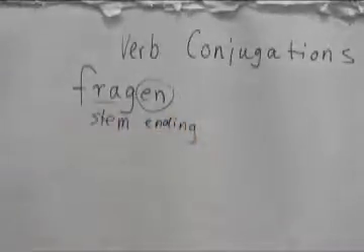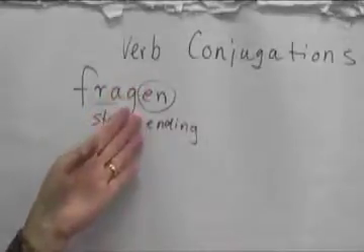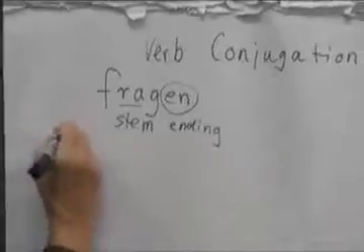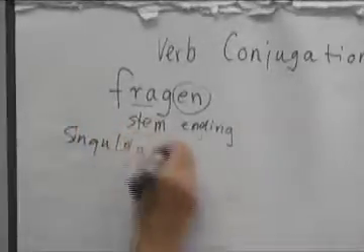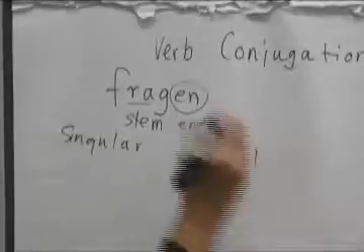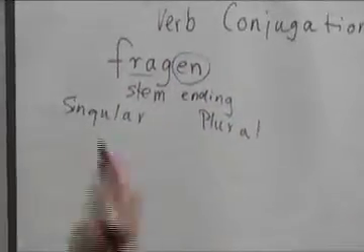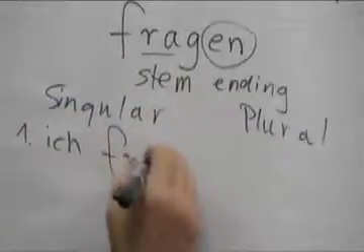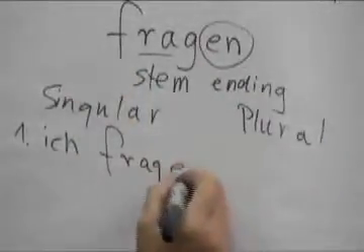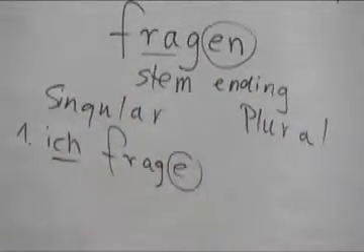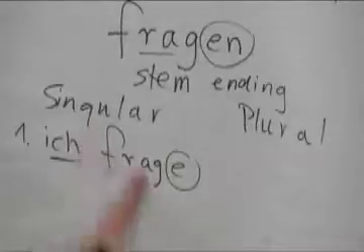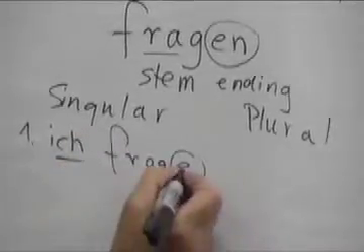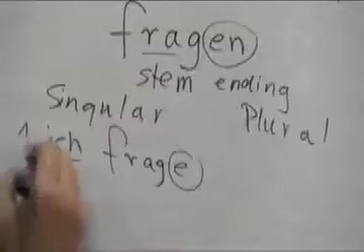Now to the stem, we add what are called personal endings. Let's see what that looks like. So remember, we had the singular and we had the plural. And when we conjugated the verb to be, we learned the personal pronouns. So ich, now we need the stem. Frag is the stem and the personal ending for ich is e. So when you have ich, you add an e to the stem of the verb.